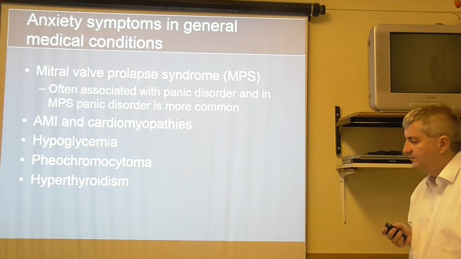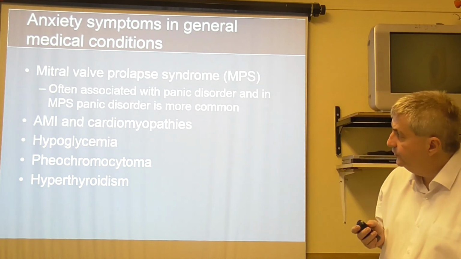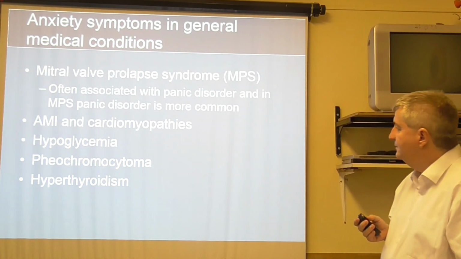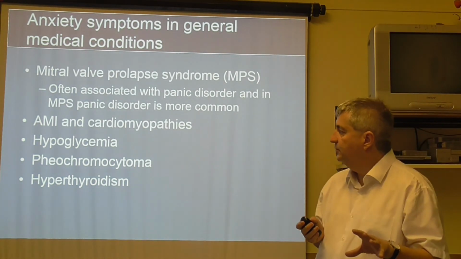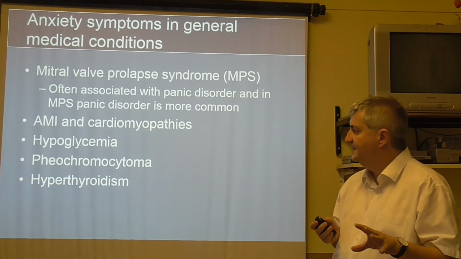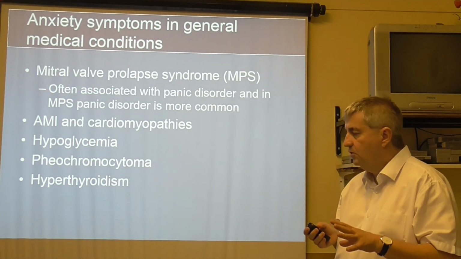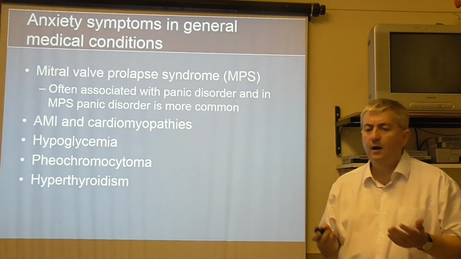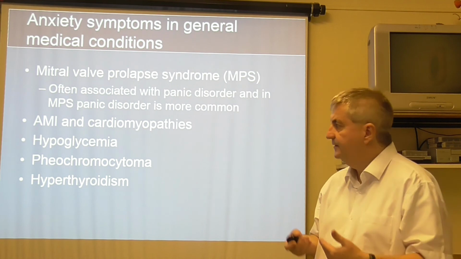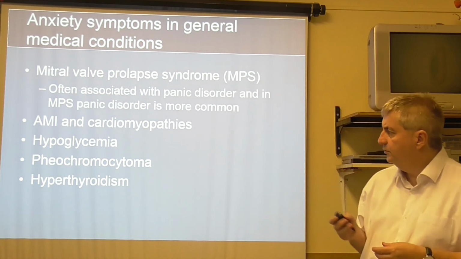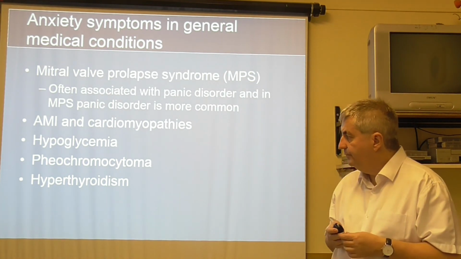There are anxiety symptoms in general medical conditions, which we have to mention, and I listed a few, such as mitral valve prolapse syndrome, which is often associated with panic disorder, and also we know that mitral valve prolapse syndrome is more common in panic disorder. So there is a comorbidity between the two. In acute myocardial infarction, in certain cardiomyopathies, the symptoms of anxiety can appear, and very important to know, as in the case of hyperglycemia, pheochromocytoma, and in hyperthyroidism.